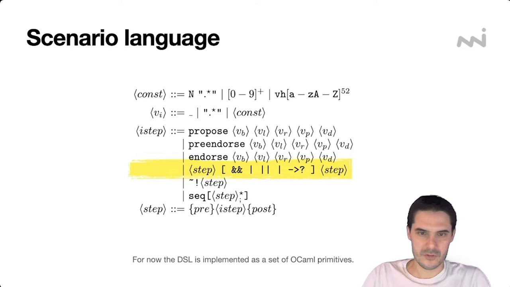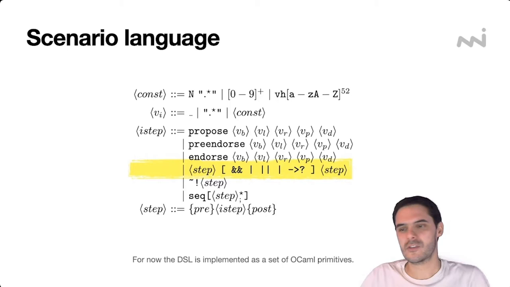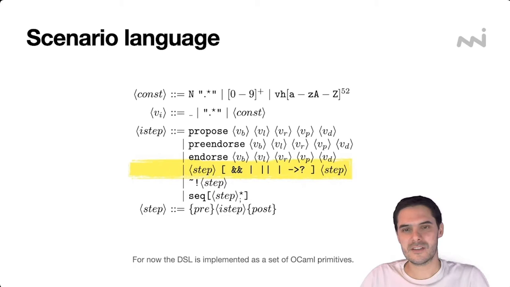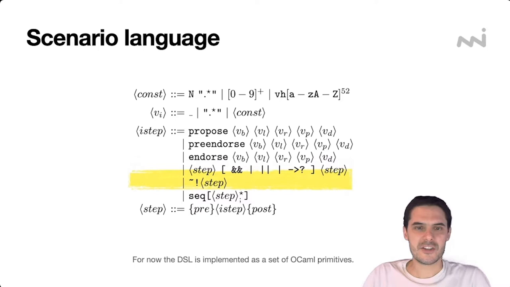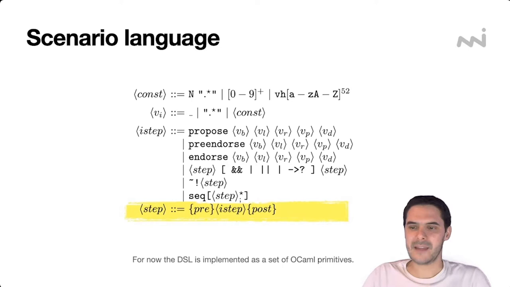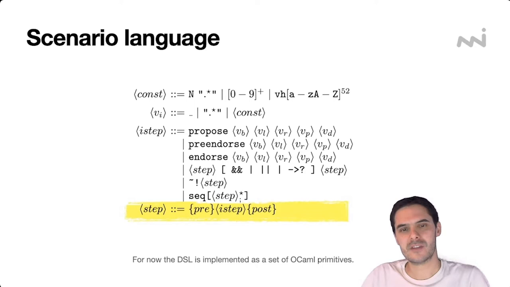So the first combinator is the conjunction of messages. It's not the conjunction in a propositional sense, it's a conjunction with a special meaning attached to it. And there's the disjunction, and this arrow with the question mark at the end, which denotes a kind of loop which waits for a specific message to be matched. We have a negation of messages and a sequence of messages, which are basically a sequence of steps. Each step can be augmented with a pre and post condition, with the added nuance that the post condition is not really a post condition on the execution of the step, but a post condition on the forwarding of the message.